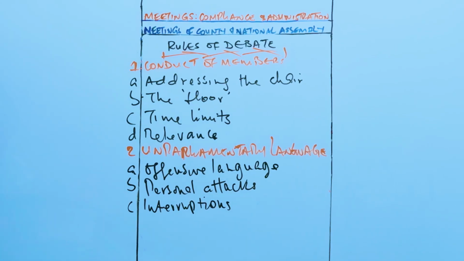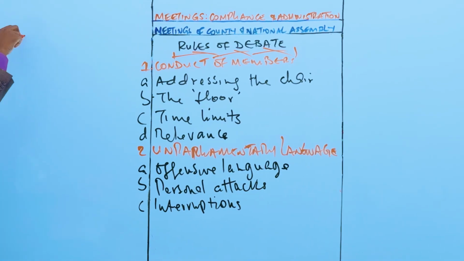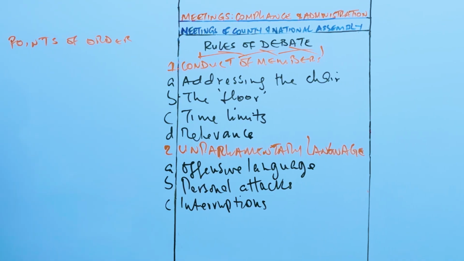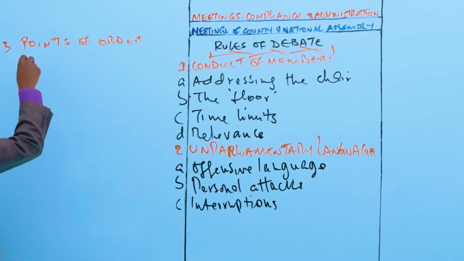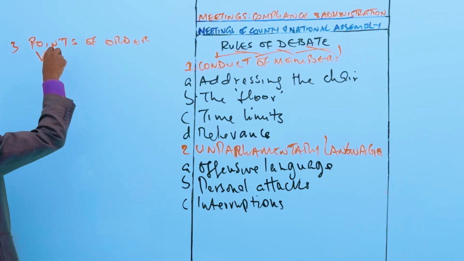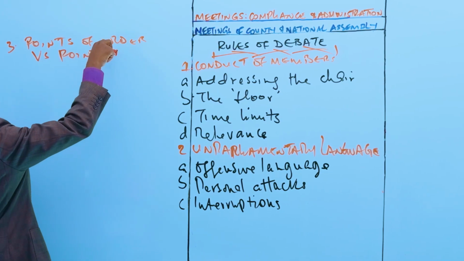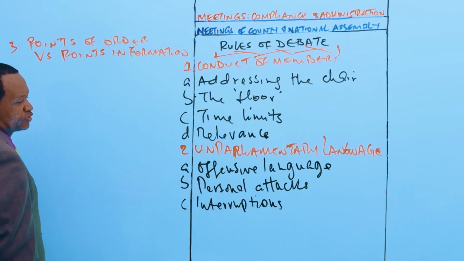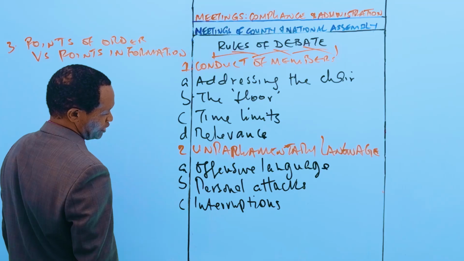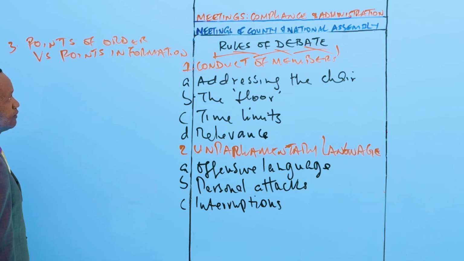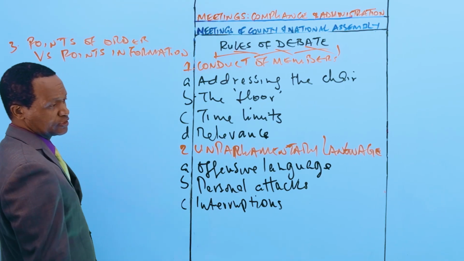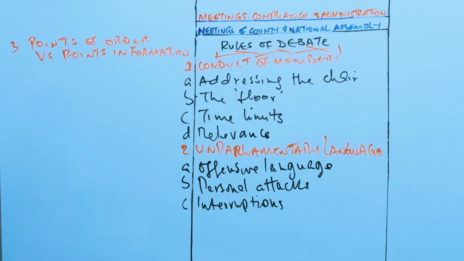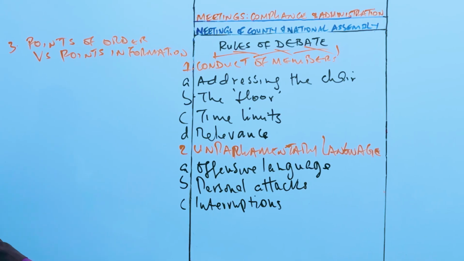So having talked about that, let us discuss number 3, points of order. Related to points of order, there is also the point of information. I've just said that a member who is on the floor can only be interrupted if there is a point of order or a point of information if the speaker yields. So these are the primary procedural tools members use during debate.